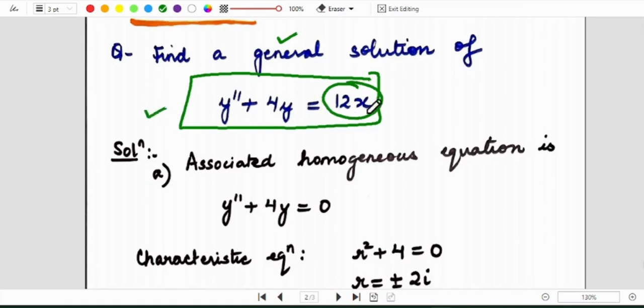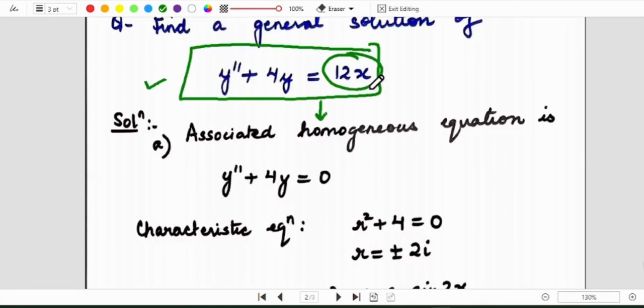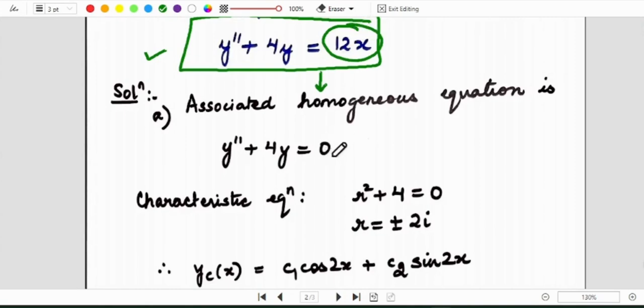In any situation where you are given a non-homogeneous linear differential equation, you find out the associated homogeneous equation. Associated homogeneous means you do not touch the left hand side, just make the right hand side 0. So you consider y double dash plus 4y equal to 0, instead of 12x. Now this is a standard question which we have been solving in the previous two videos. It's a linear homogeneous differential equation with constant coefficients, so its solution will be obtained using the characteristic equation.